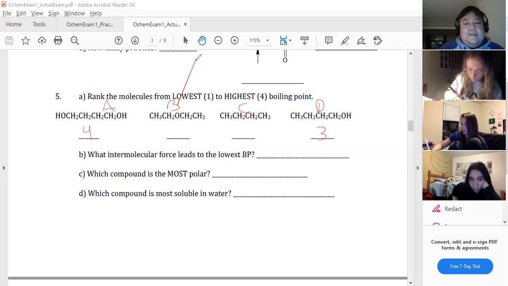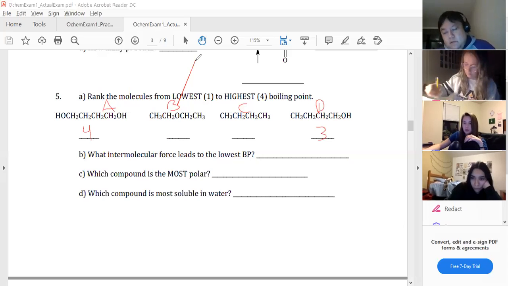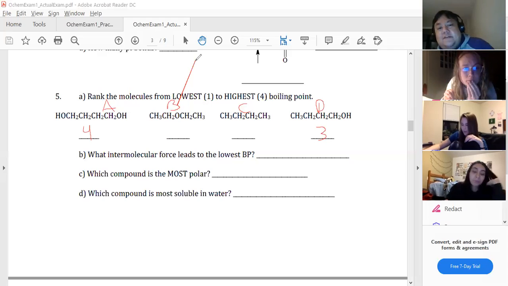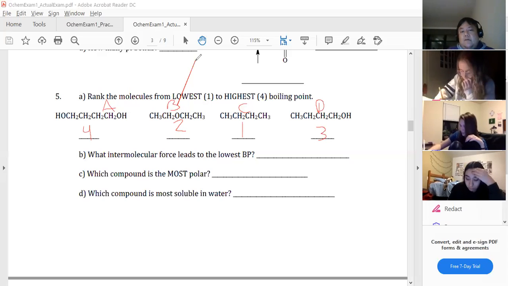What's the difference between B and C? The oxygen atom, yes. So if you only have carbons and hydrogens, this is something I told you back in 151, you're only capable of what intermolecular force? London dispersion. London dispersion is your smallest. So this will be 1. This is 2. That oxygen makes it polar, so you can have dipole-dipole. Does that make sense for using your IMFs?